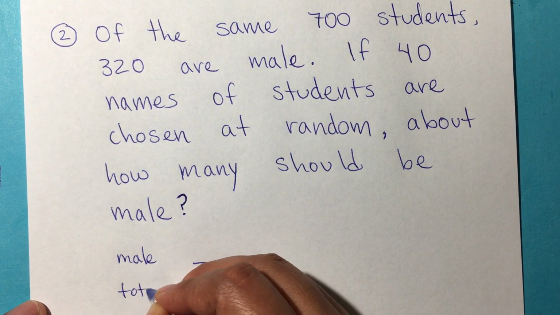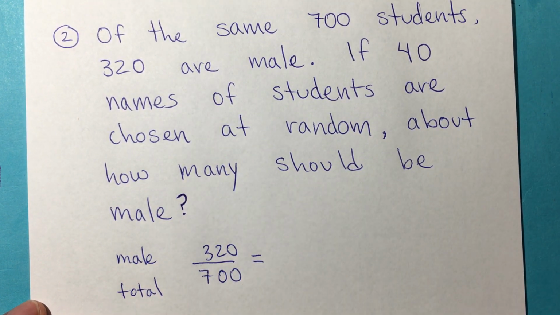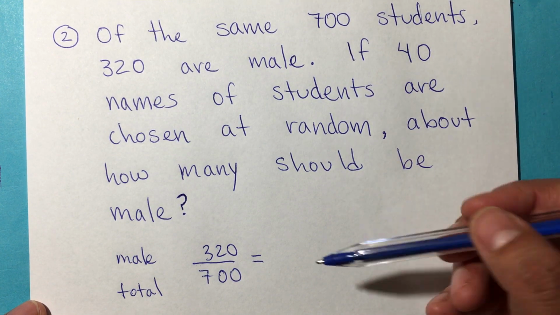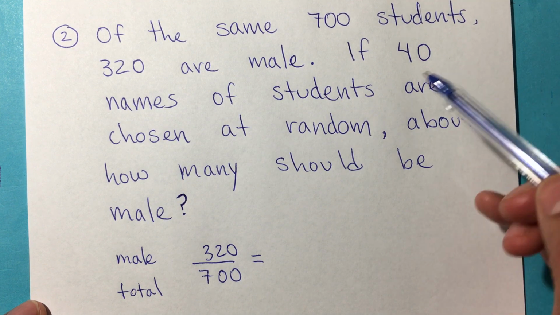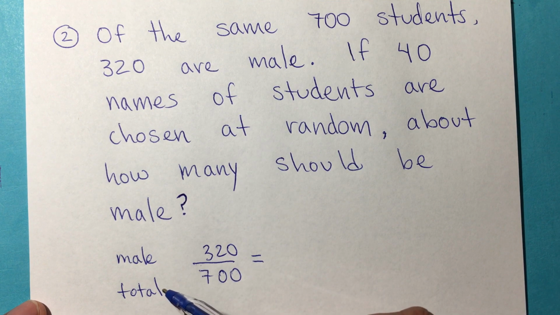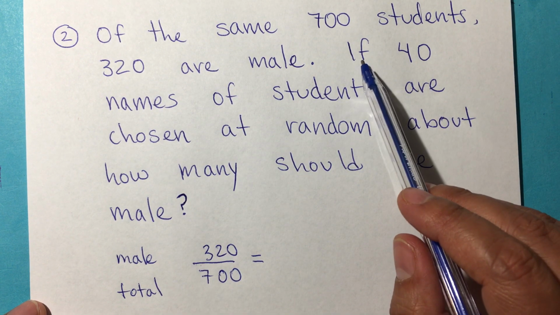So out of the total, 320 are male. And then in here, the other piece of information is either that they're from the chosen or the sample group. They're either telling us the number of students who are male in the sample or the total number of students sampled. So let's look at that again.